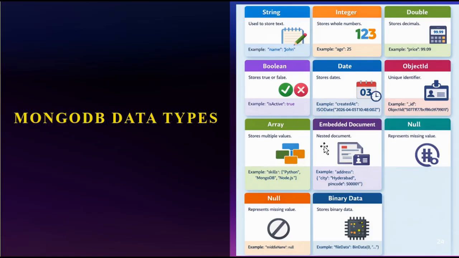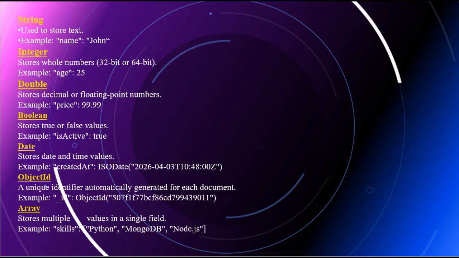These are the data types in MongoDB: string, integer, double, float, Boolean, date, object ID, array, embedded document, null, and binary data. Let me discuss them one by one.